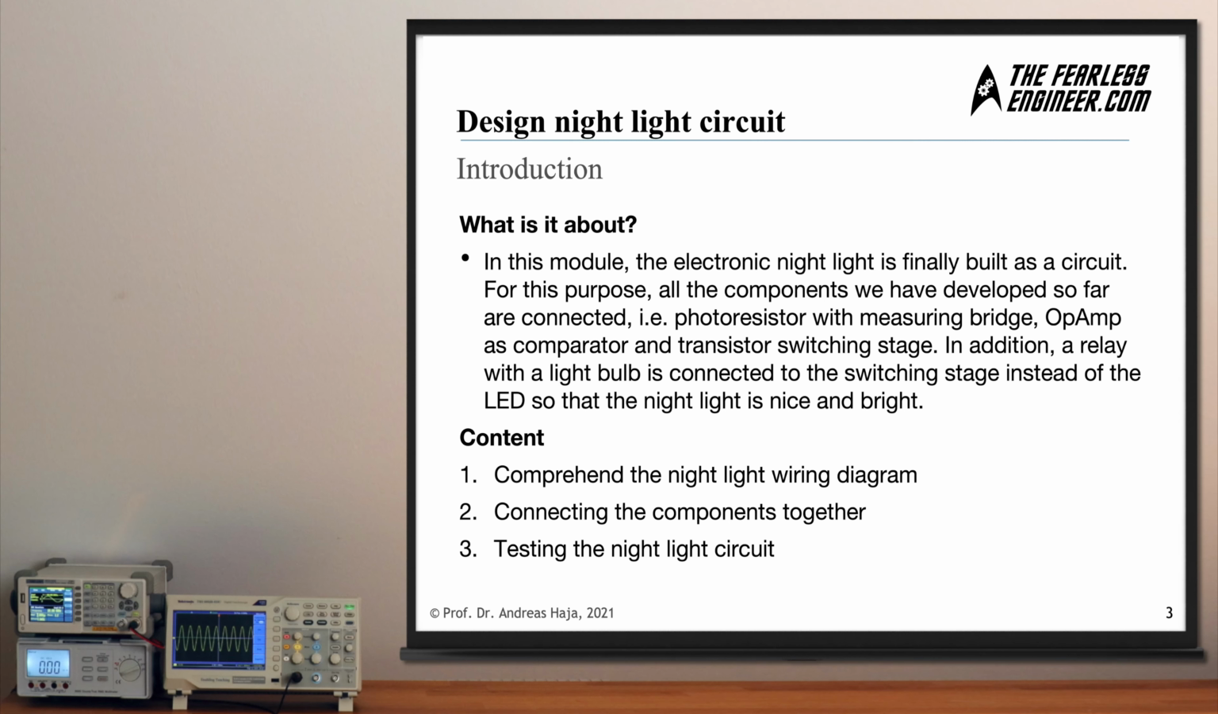Now first, let's look at the content of the video briefly. We're going to look at the nightlight wiring diagram, then we're going to connect the components together, and then we're going to test the entire circuit.